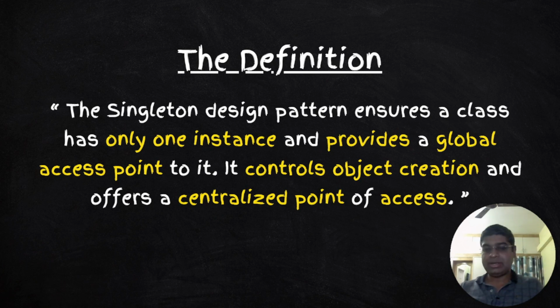Too many words, okay? Let's try to just focus on the highlighted words. Only one instance, right? Provides a global access point, right? So I'm imagining some global, single point of access that it offers. It controls object creation. So that means no more than one object can be created, okay? And it is controlled, right? Centralized point of access, which is pretty much the same as global access point, right? Now it has too much theory, right? Let's get into the analogy.